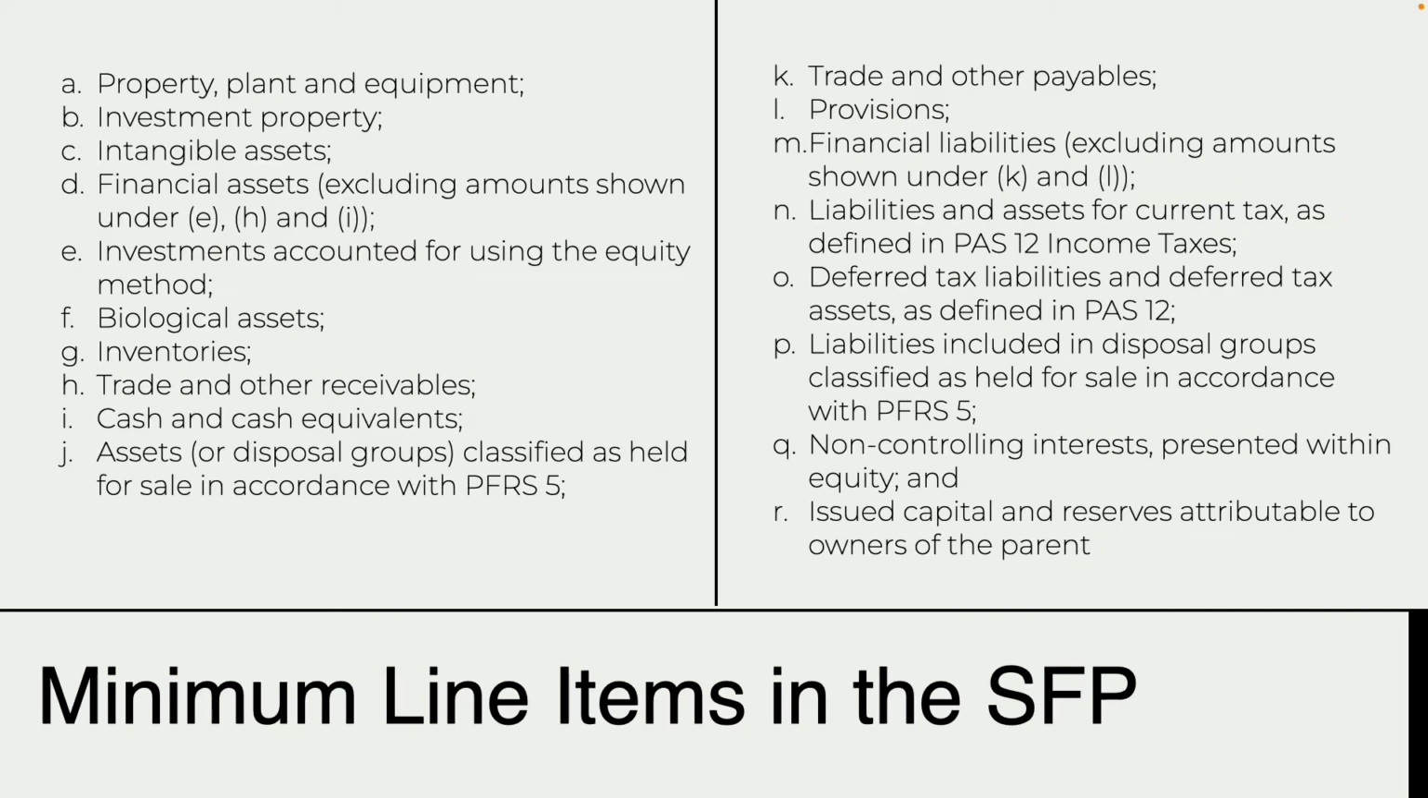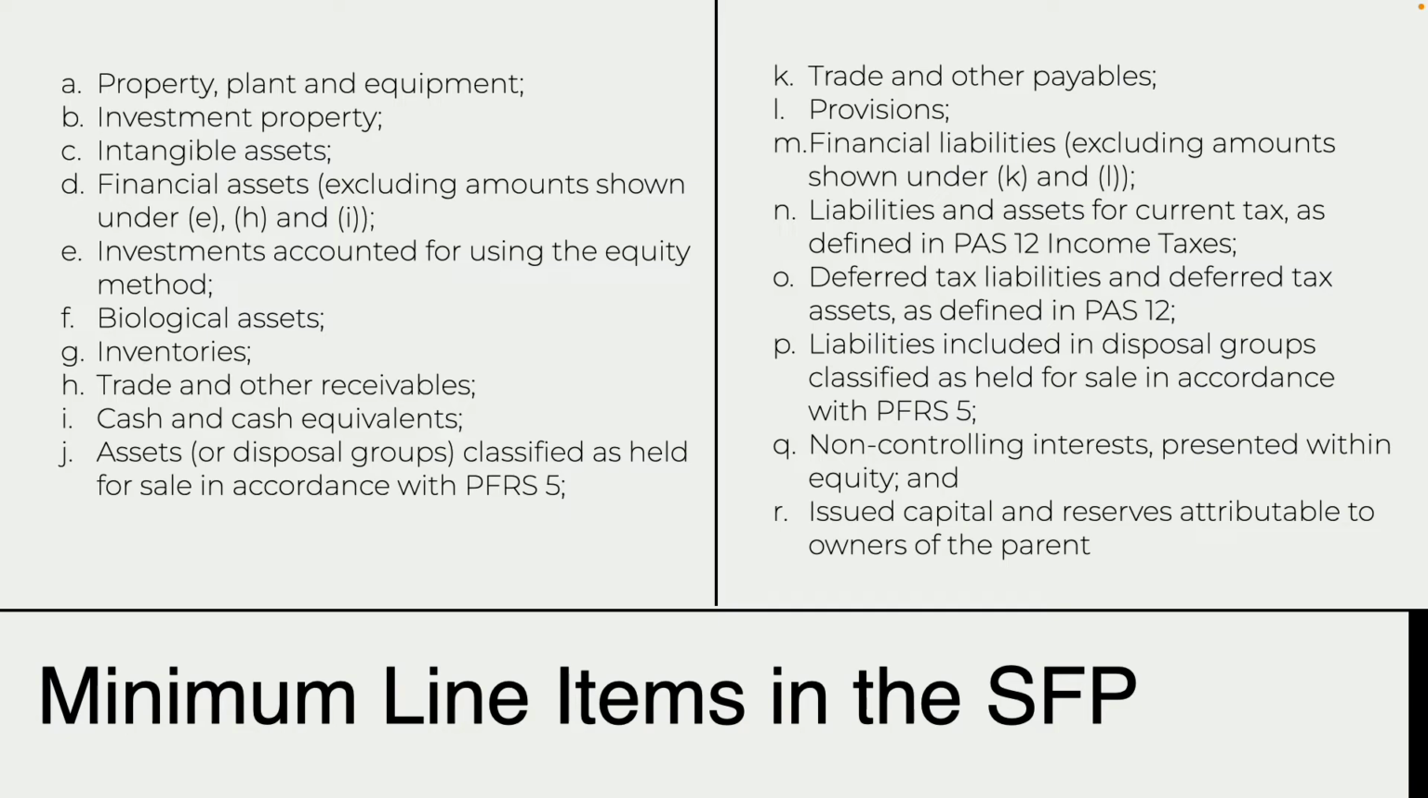Okay, so for us to better understand ano ba yung mga nakalagay sa ating balance sheet or statement of financial position, ayan, nasa screen. So, meron tayong PPE, property, plant, and equipment, investment property, intangible assets, financial assets, under letters E, F, and G, then H and I, investments accounted for using the equity method, biological assets, inventories, trade and other receivables, cash and cash equivalents, then yung mga assets natin under PFRS 5, minsan ang tawag natin dyan ay non-current assets held for sale.